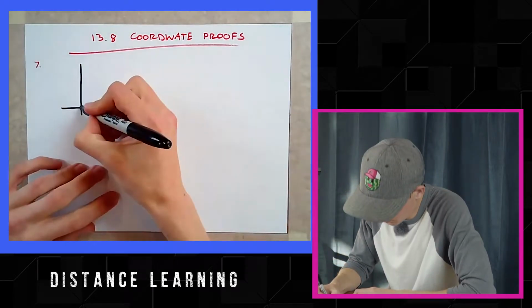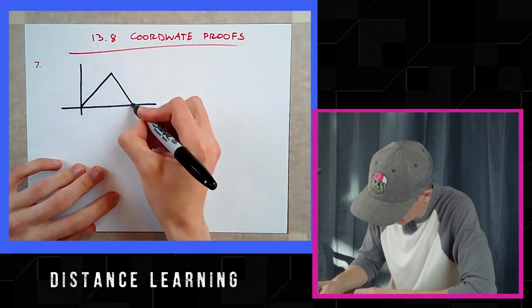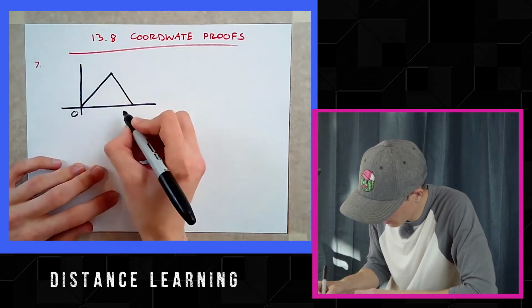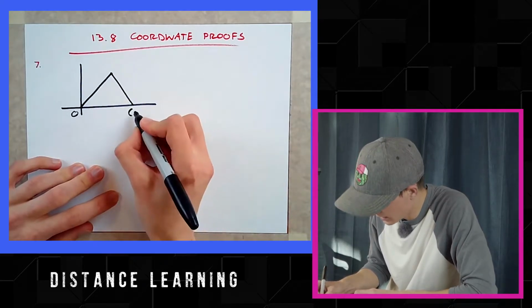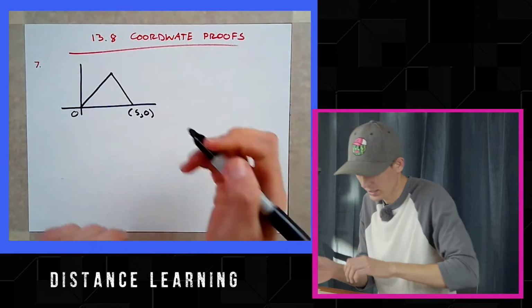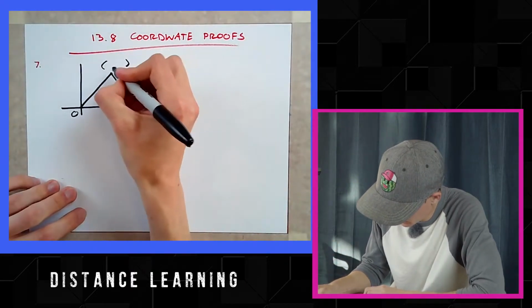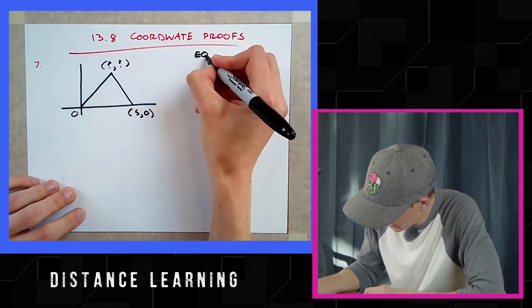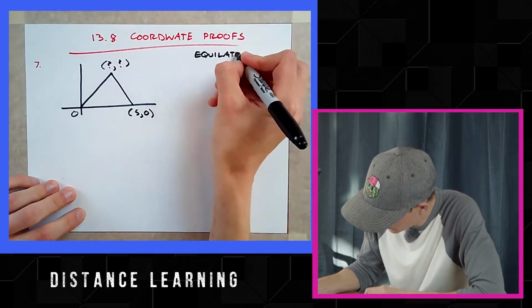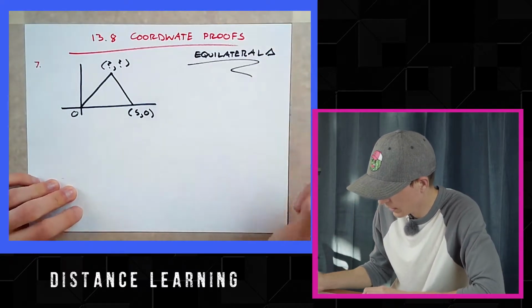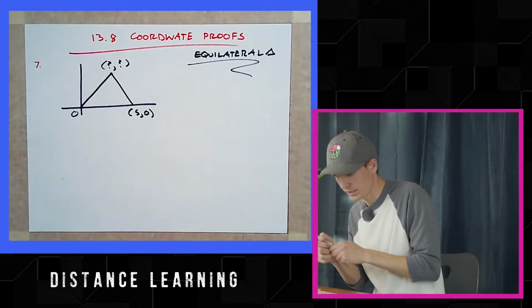The triangle one. And they give us the origin. They say this is S, 0. And they want this. They say it is an equilateral triangle. Alright, so how do you find that?